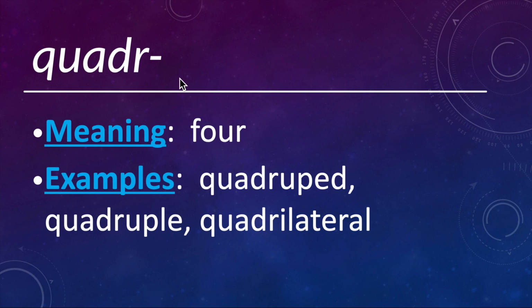So quadra means four. So quadruped is four-footed. So dogs, cats, horses, those sorts of things are quadrupeds. They have 4 feet. Quadruple means to multiply by four. Okay, so quadruple, multiply by four. And a quadrilateral is anything that has four sides to it, like a square or a rectangle or a parallelogram or something like that. So it has four sides to it.